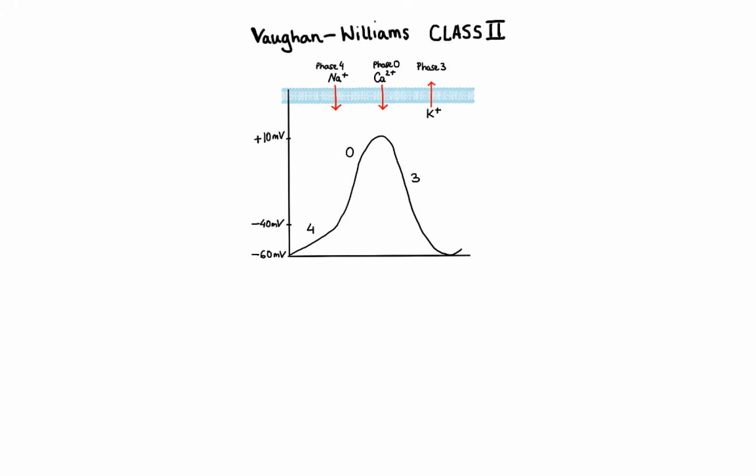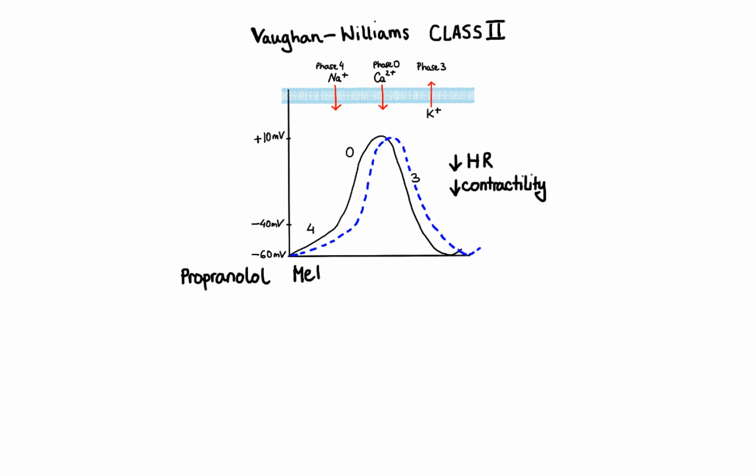Beta blockers depress sinus node automaticity and slow conduction through the AV node, which results in decreased heart rate and decreased contractility. Examples of beta blockers commonly used for arrhythmia are propranolol, metoprolol, atenolol, and esmolol. Now, esmolol, unlike the other beta blockers, is somewhat special in that it's given intravenously in emergency acute arrhythmias.